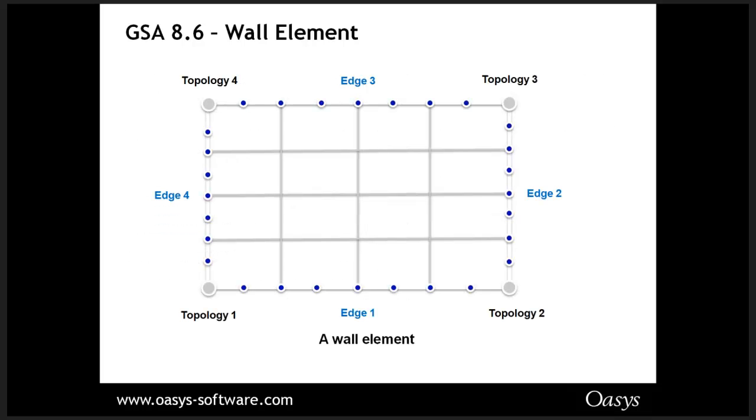You can see here is one wall element. It's meshed by 4 by 4 shell elements, quad 8 shell elements. So the numbering of the nodes and the edges are the same as a normal 2D element, the same as quad 4, exactly.